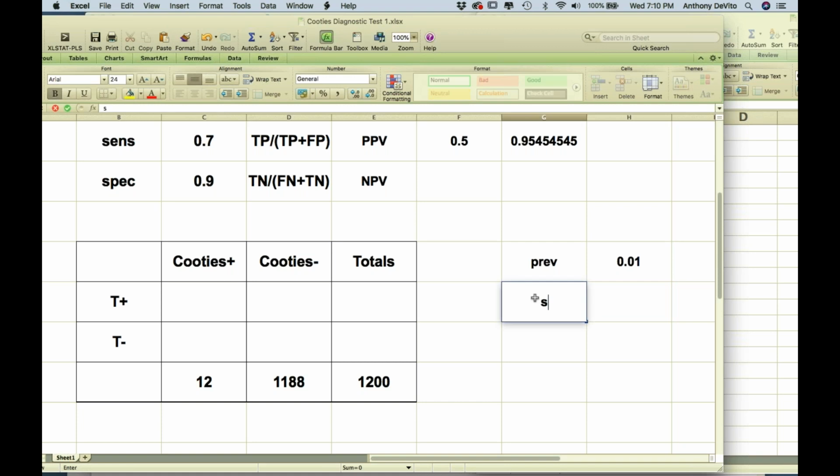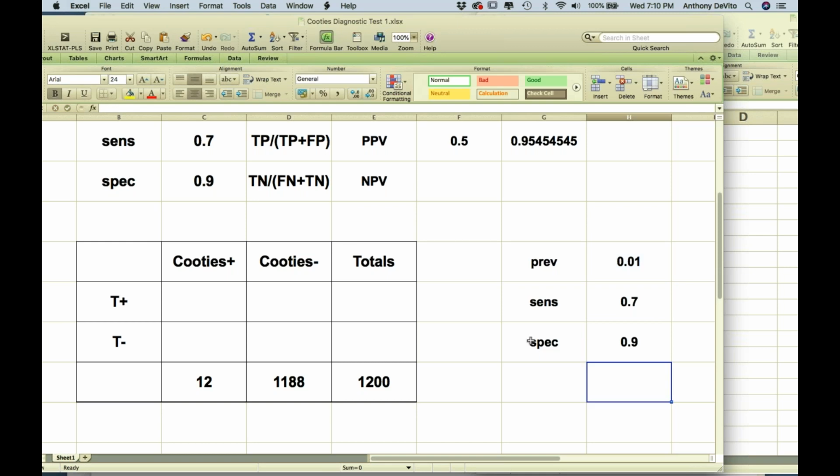So I'm going to say the sensitivity and the specificity is the same. It's the same test. The sensitivity and specificity does not change. If it's good for this population, it's good for the other. It performs the same in both populations. 0.7, 70%, and 0.9, 90%. That's the sensitivity and specificity. They haven't changed. The only thing that's changed is the prevalence.